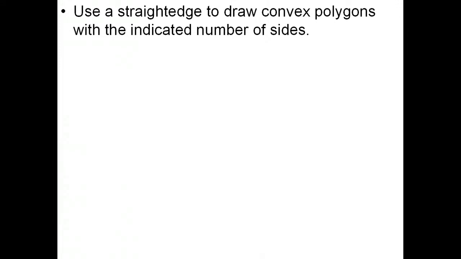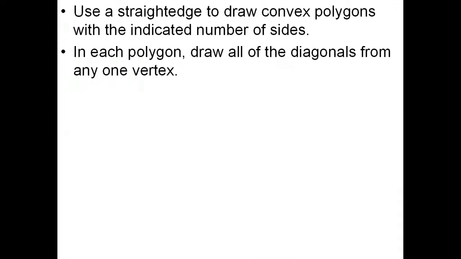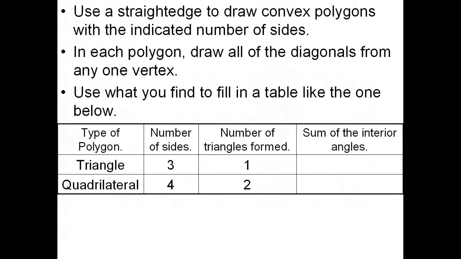So I want you to take a piece of paper and use a straight edge to draw some sort of convex polygons. Actually do two or three of them. Do a triangle, rectangle, a pentagon, a hexagon, heptagon. Make 4 or 5 of them, and then in each polygon, draw all the diagonals from just one vertex. Just pick a vertex and draw the diagonals that you can draw from that vertex. And then use what you can to fill out a table like the one below for the type of polygon. A triangle has 3 sides.